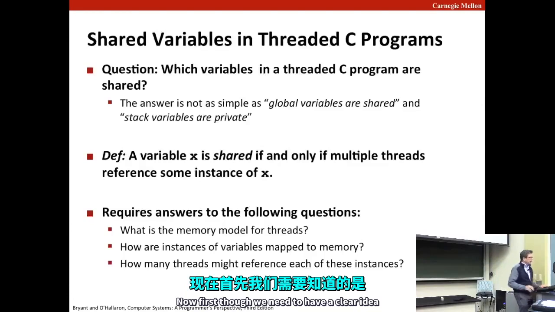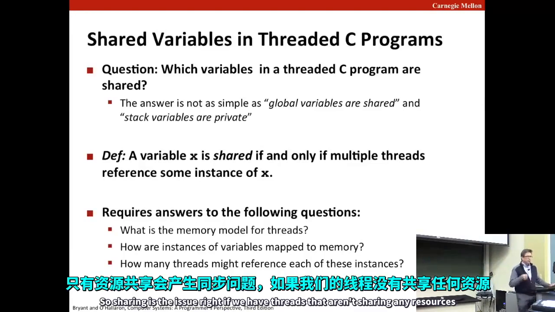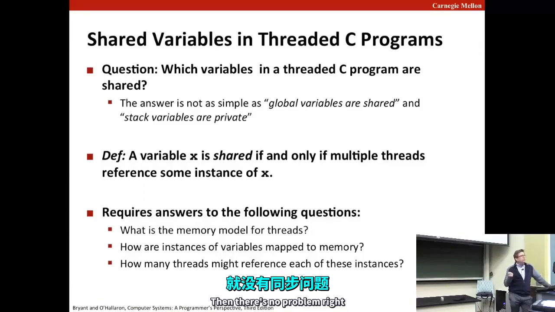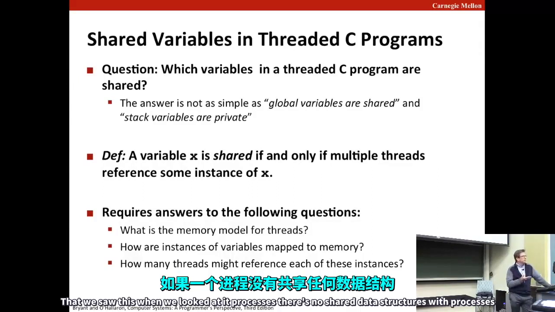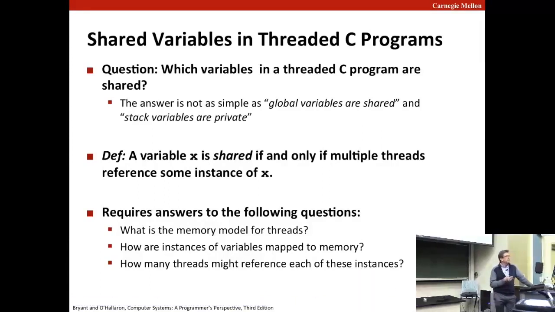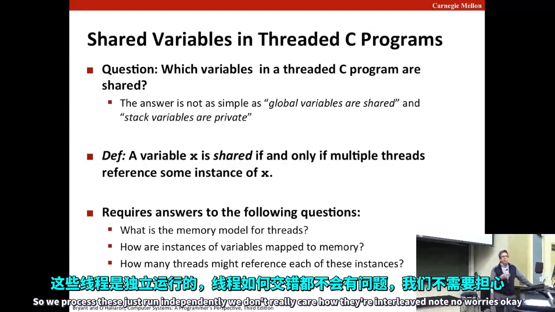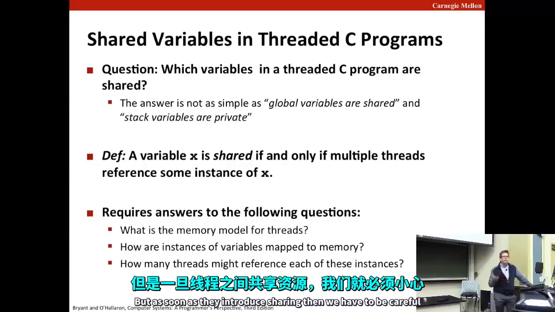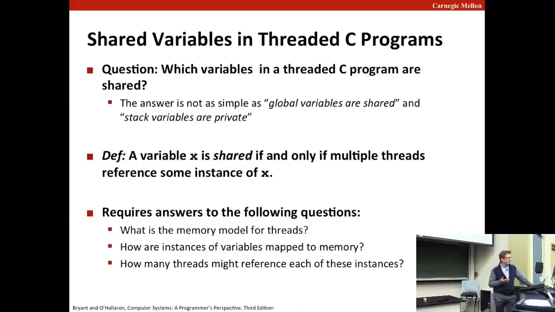Now first, though, we need to have a clear idea. So sharing is the issue, right? If we have threads that aren't sharing any resources, then there's no problem, right? We saw this when we looked at processes. There's no shared data structures with processes. So processes just run independently. We don't really care how they're interleaved. No worries. Okay. But as soon as we introduce sharing, then we have to be careful.